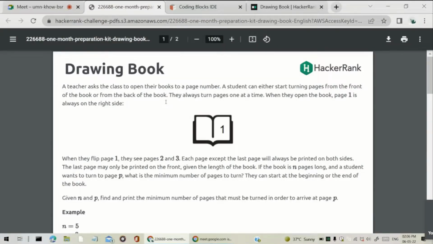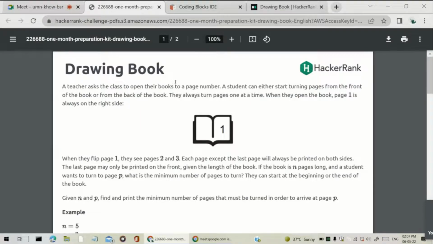Hi friends, as Shiva told, we are now going to discuss the drawing book problem. My name is Surya and I will explain the question. I will read the question as well. A teacher asks the class to open the books to a page number. A student can either start turning pages from the front of the book or from the back of the book.